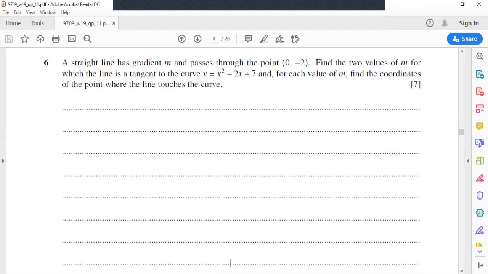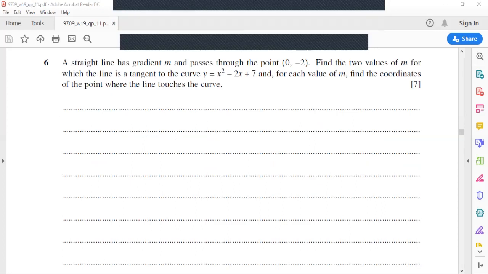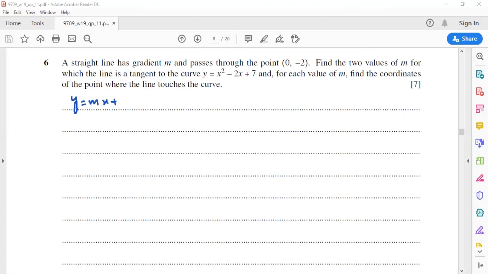This is your question number 6. Question 6 says, there is a line which has a gradient equal to m and passes through the point (0, -2). Find the two possible values of m for which the line is a tangent to the curve. So if we write the equation of the line, y = mx + c will help us. If we place x as 0 and y as -2, we get c equals -2.